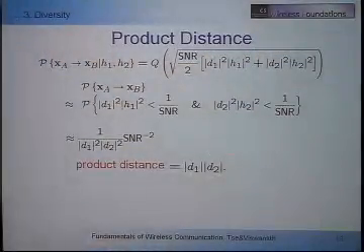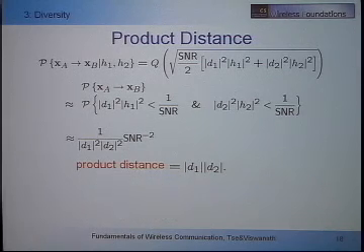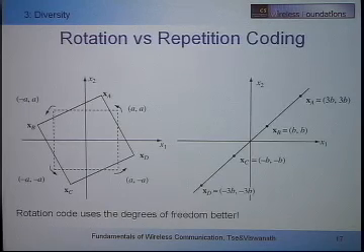Okay? So how should I choose my angle? I should choose my angle to optimize the product distance, to make it as large as possible. Of course, I want to make sure that the product distance between all pairs of code words is large. So I want to maximize the worst case product distance. And the optimal angle turns out to be this. This is not very important, but the product distance is an important concept that I want to bring through this example. Okay? All right. Let me just add 1 or 2 slides and we'll go for lunch.